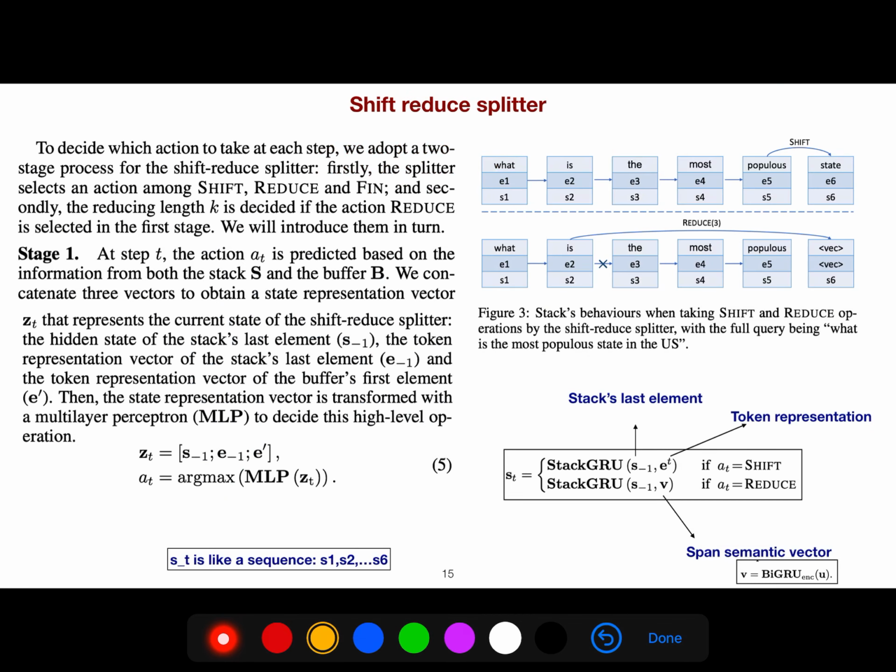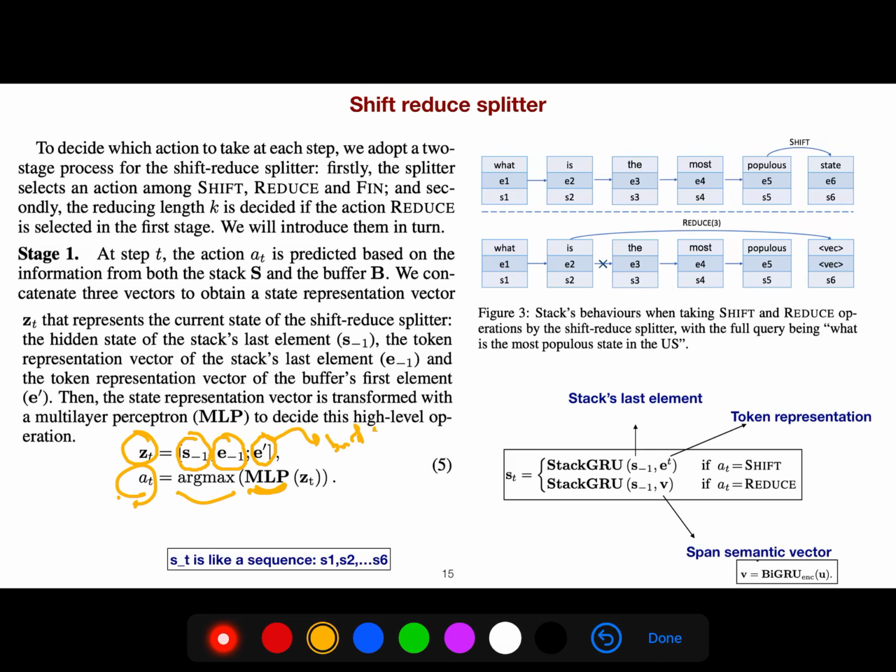So if you come back here, now that we have this stack, now that we know the last stack element, we know the embedding of the semantic tag, or even the word embedding. And also E prime is the element from the buffer. Like any other transition-based algorithm, we also need a feature from the buffer. So this is from the buffer. Now, if you concatenate these 3 elements, you get z_t at time t, and you just use a multi-layer perceptron and take the maximum in order to get the action you need.